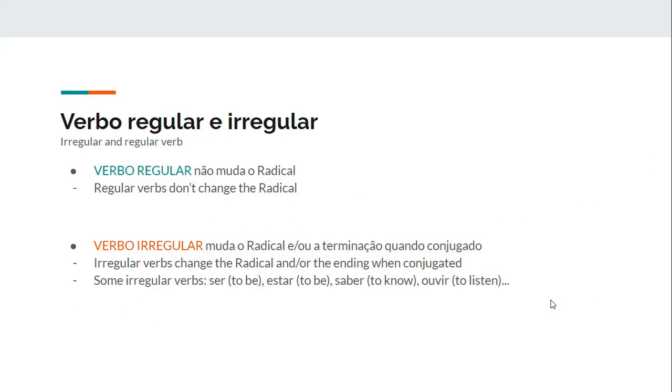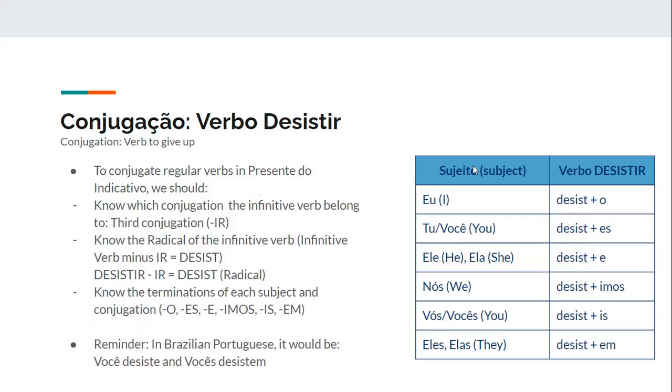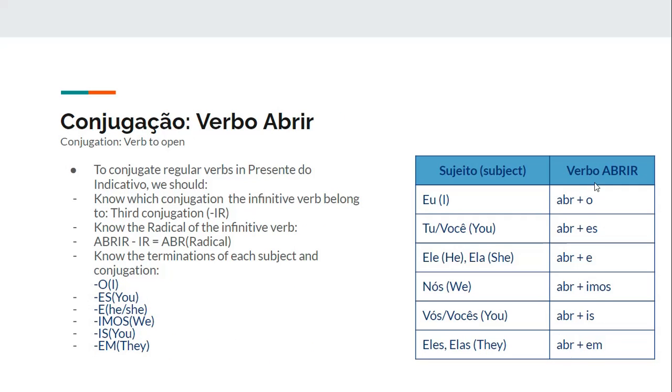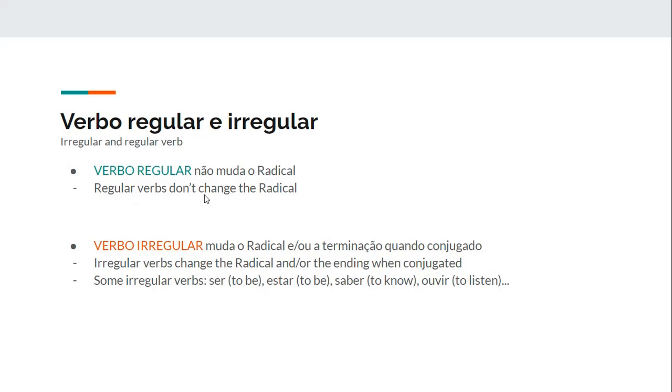Alright, so remember when I said that we would see verbo regular and irregular, so regular and irregular verbs. Regular verbs don't change the radical. And as I said, those verbs that I showed here are all regular verbs. As you can see, in all of the conjugations, in all of the subjects, they have the same radical, so they don't change. Radical here, and here, and here. So that's what I mean by regular verbs not changing the radical.